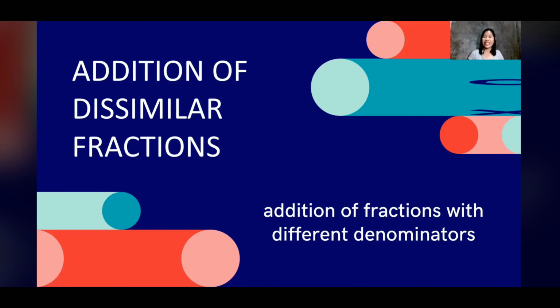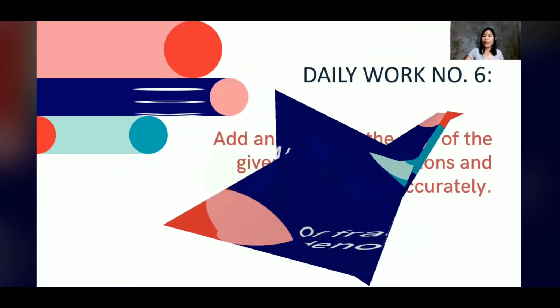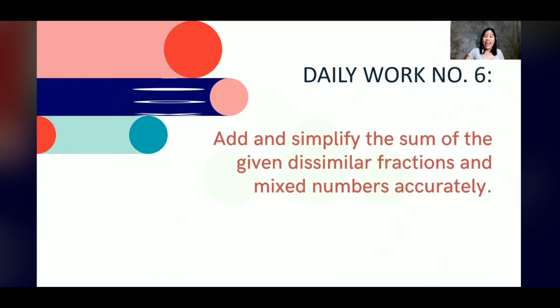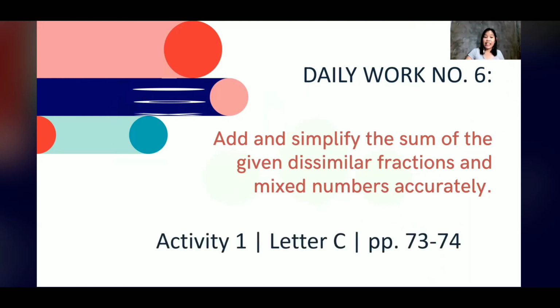Any questions? Clarifications? Okay. So for your daily work number 6, add and simplify the sum of the given dissimilar fractions and mixed numbers accurately. This is letter C of your Activity 1 on pages 73 to 74 of your workbook. There are 10 items. You have to answer all of those to get the perfect score, which is 10.